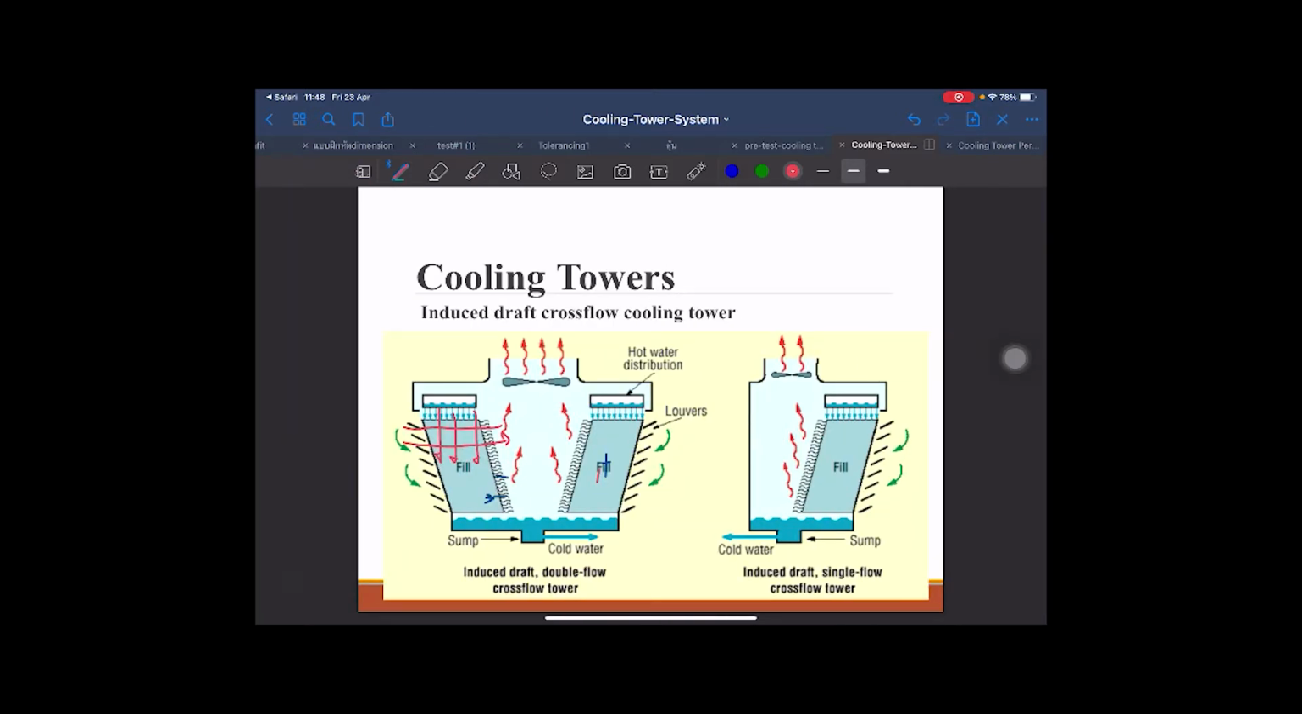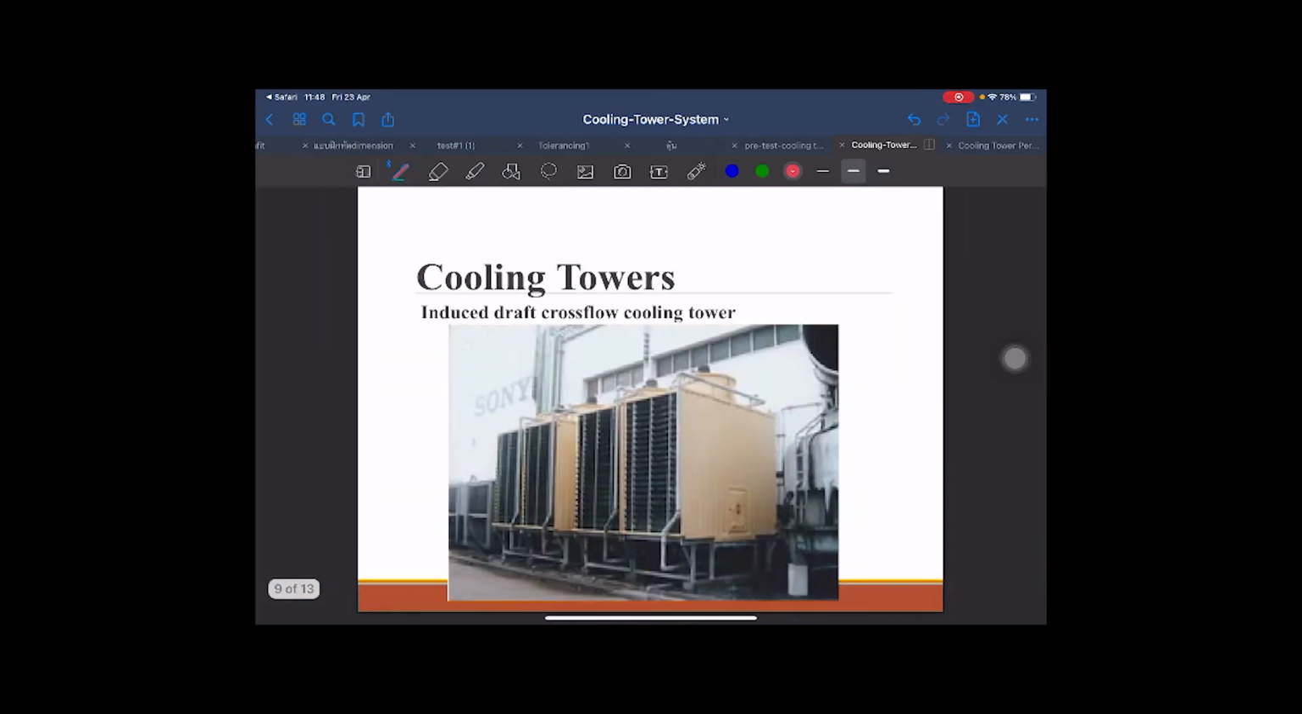Okay, the induced draft crossflow cooling tower is called crossflow because the air contacts the water in crossing directions. The hot water is dropped from the top of the cooling tower, while the cold air flows through the open channel at the side of the cooling tower. This is an example of the crossflow cooling tower that we use in the industry.